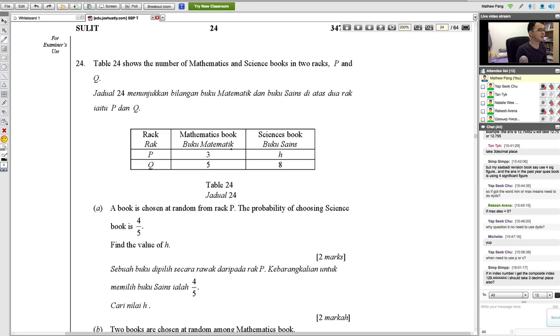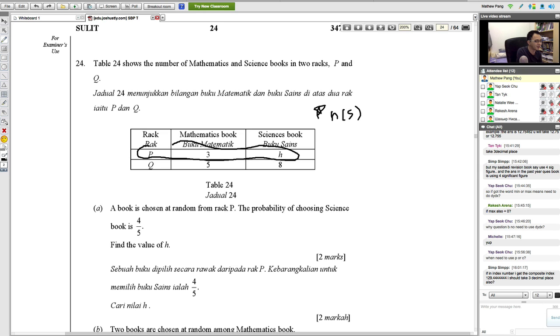Okay, so question 24 is probability. Probability is so important to understand where they choose their sample space. So the number of sample space is so important in a probability question. It's extremely important because this is how it determines whether you are correct or wrong. In this case, he says a book is chosen at random from the rack P. So if you choose from the rack P, that means you choose from here. So this is rack P.